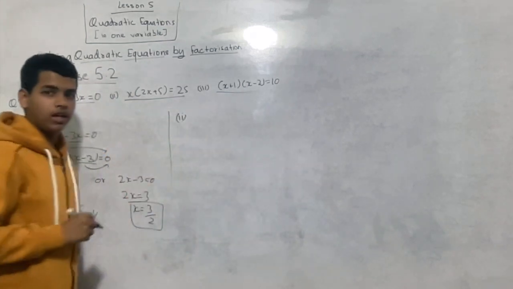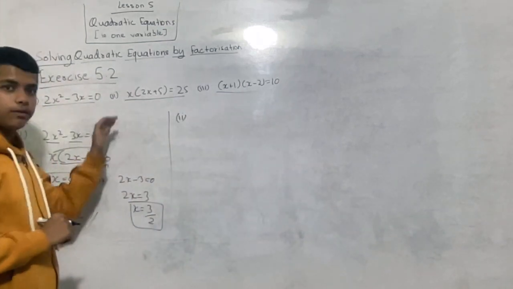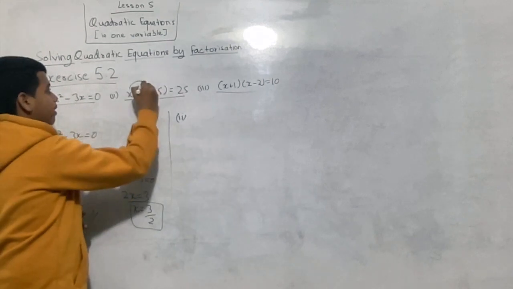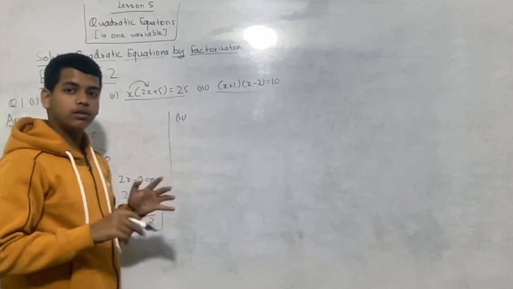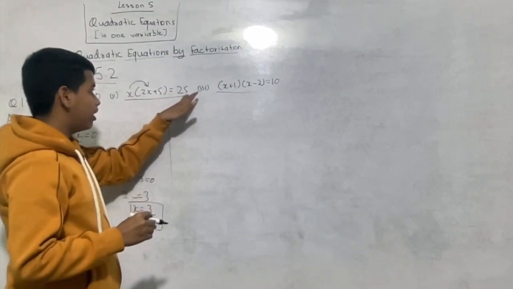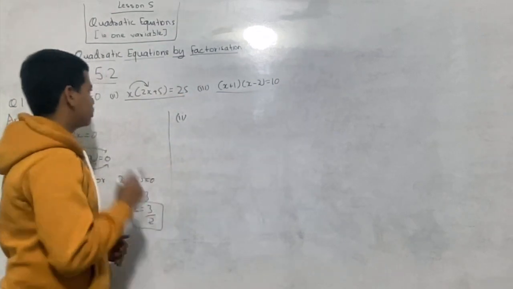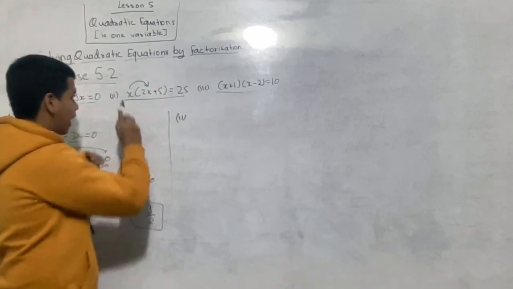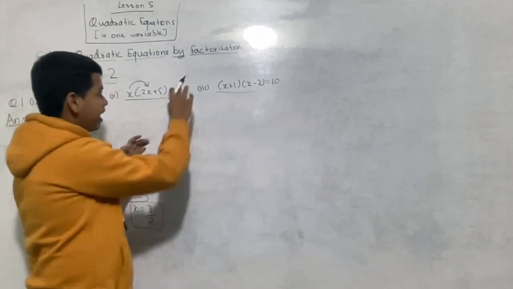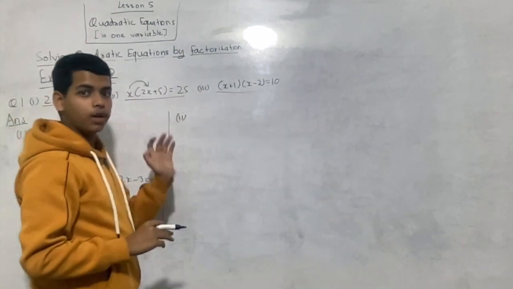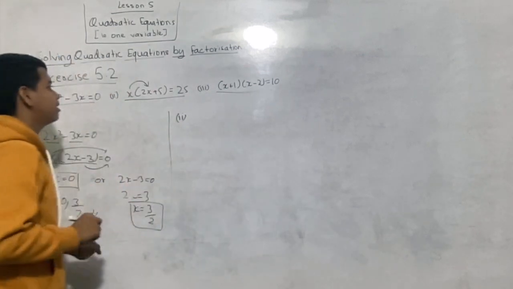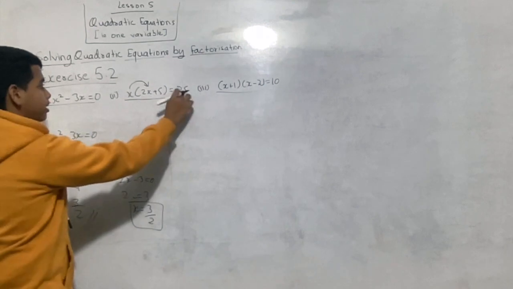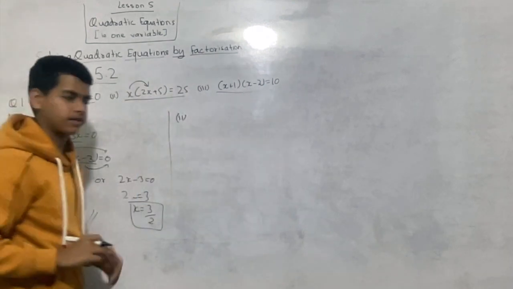Let's try the second one. Now see, the second one is already in the format of AB, but on the right hand side there is no 0, and for the zero product rule we need a 0 on the right hand side. So what we are going to do is expand this and then bring 25 to this side so that 0 remains, and then factor it again.